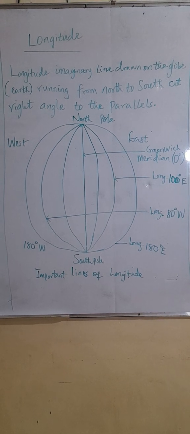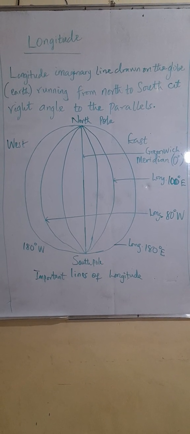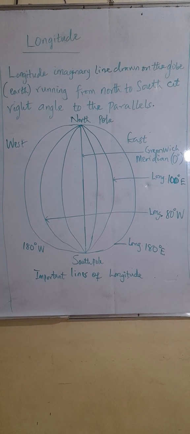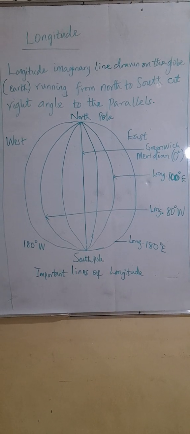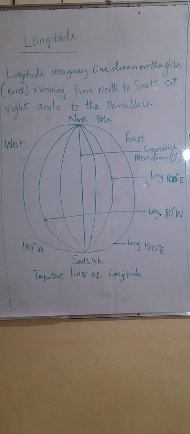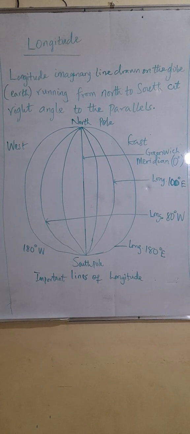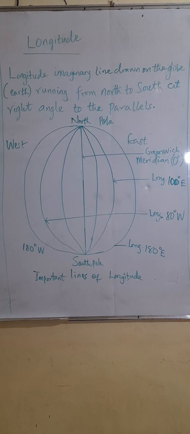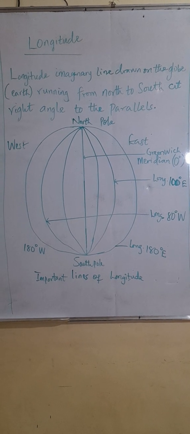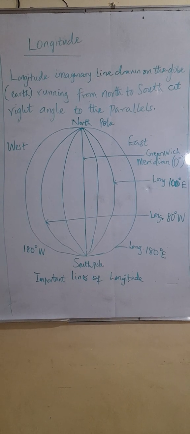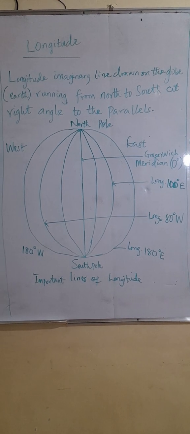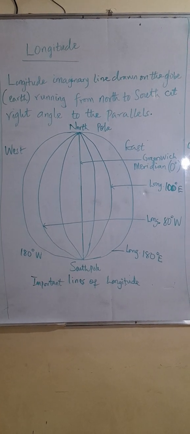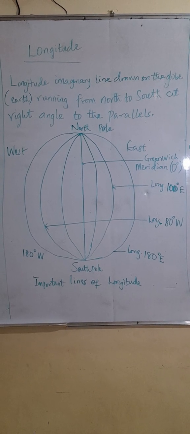They are at right angles to the equator, because the equator divides the earth into two equal parts, and that is why you can see the north pole and south pole. In other words, longitude is an angular distance measured in degrees east and west of the Greenwich meridian. The angular distance measured in degrees east and west of the Greenwich meridian is also known as longitude.